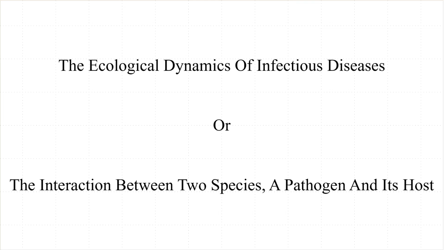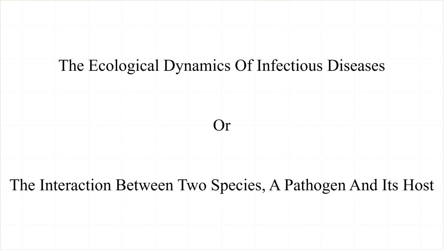So as I said, we're going to be talking about the ecological dynamics of infectious diseases, or you can think of this as the interaction between two species, a pathogen and its host. So this is what we're going to talk about today, is really the first inklings of how different species interact with one another. And you're going to get a lot in this class about this.